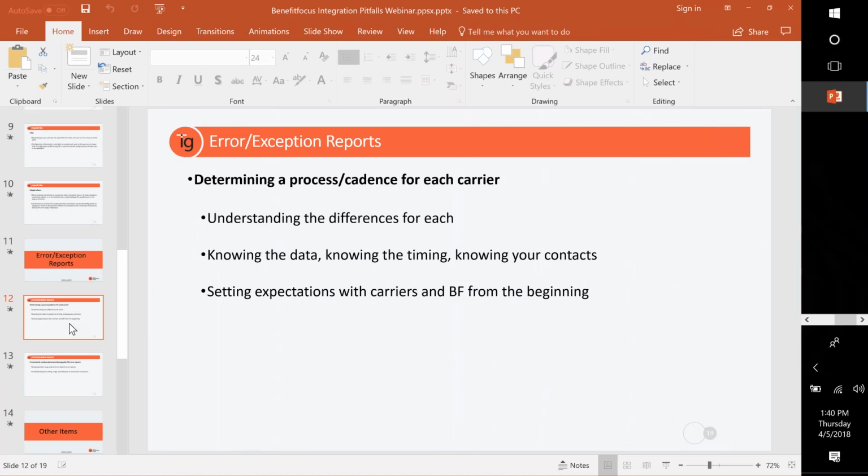Of course, we do have a few questions, but in the interest of time, I think we have a question from Sandra Mayfield. She's saying, I wasn't aware that Benefit Focus provides error and exception reports. Oh, goodness. That's going to make for a very interesting conversation with your customer success manager.